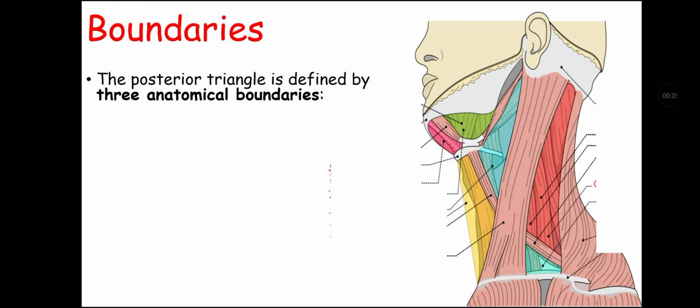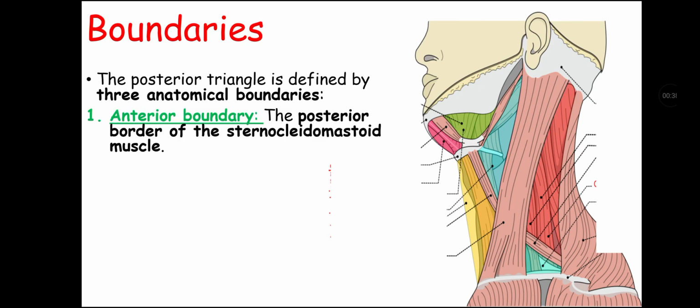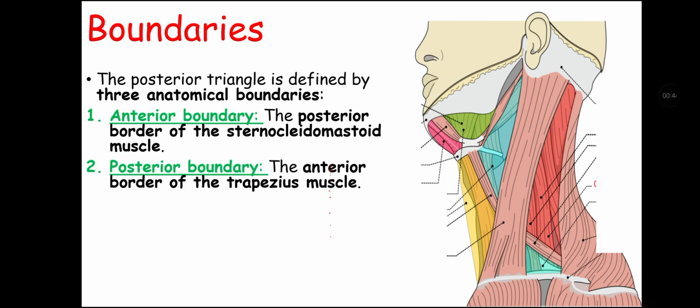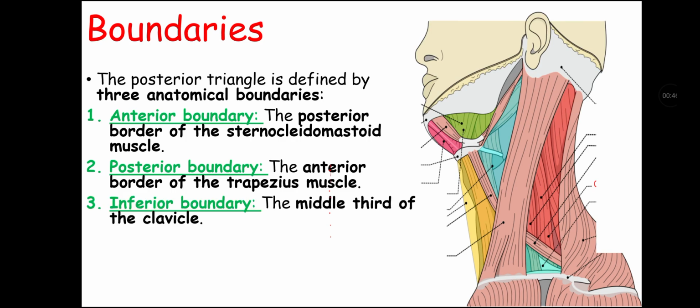Posterior triangle is defined by three anatomical boundaries. First is an anterior boundary that is by the posterior border of sternocleidomastoid muscle. Second is posterior boundary that is by anterior border of trapezius muscle, and the third is inferior boundary that is by the middle third of the clavicle.